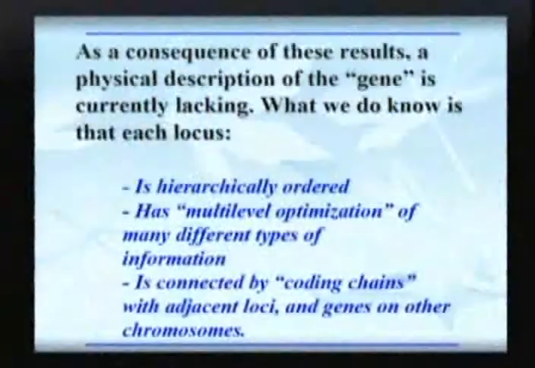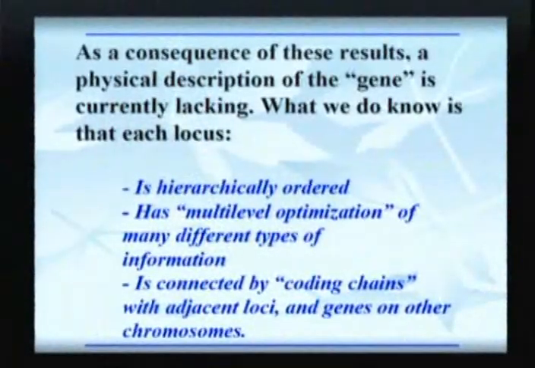So what are we learning? The physical description of a gene is currently lacking. We don't have one. What we do know is that there's a hierarchical organization to how a gene is structured, how it's put together. There are multiple levels of organization and control. There are many different types of information, and it's connected by what are called coding chains. There are adjacent genes, and there are genes on other chromosomes that are connected in ways we never would have thought were possible in the genome.